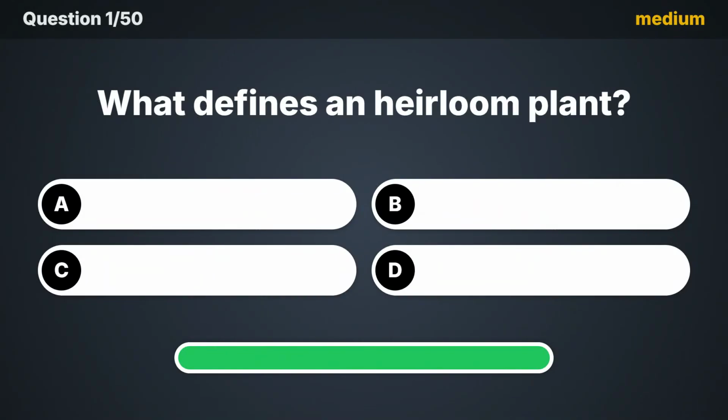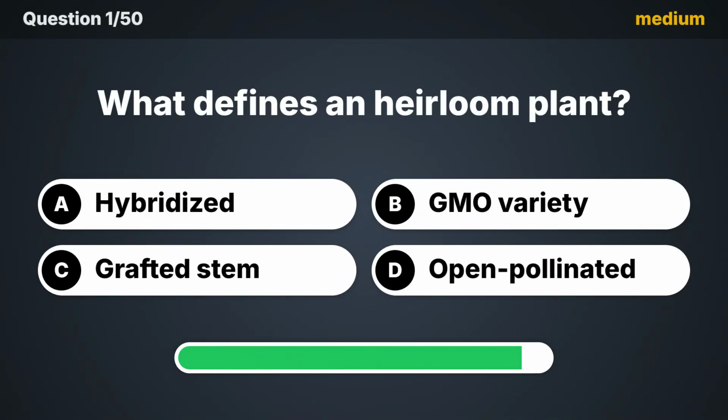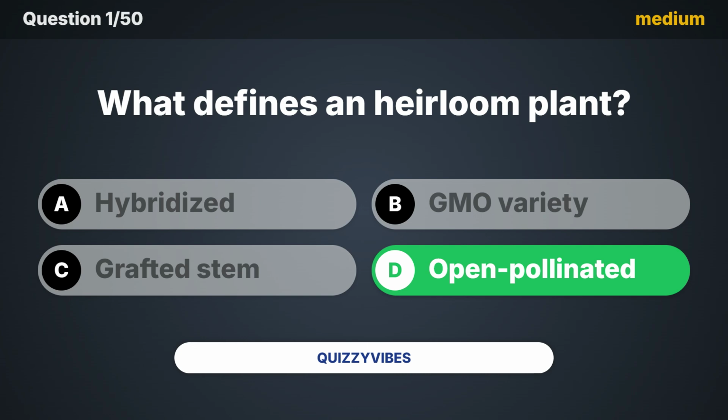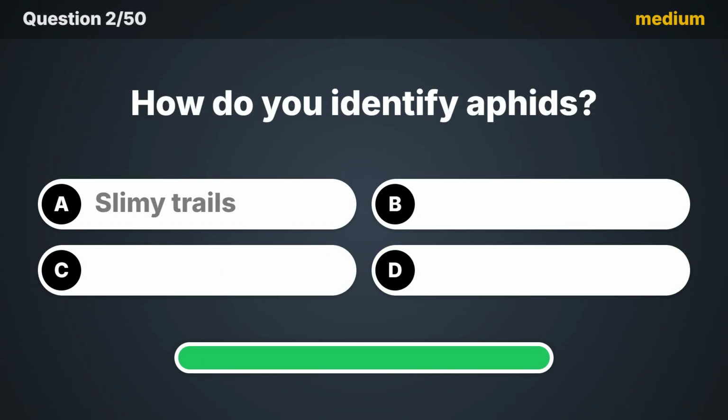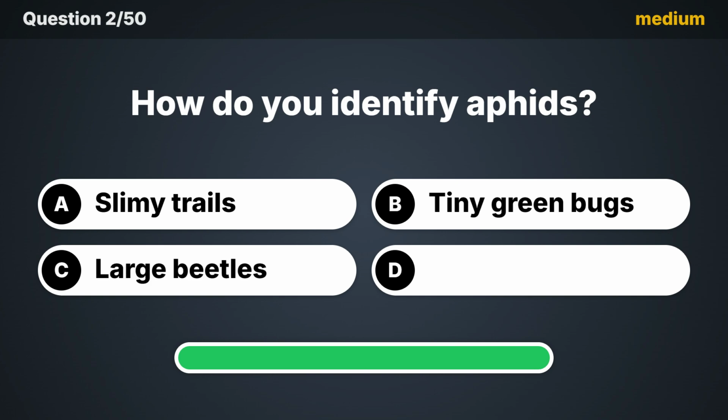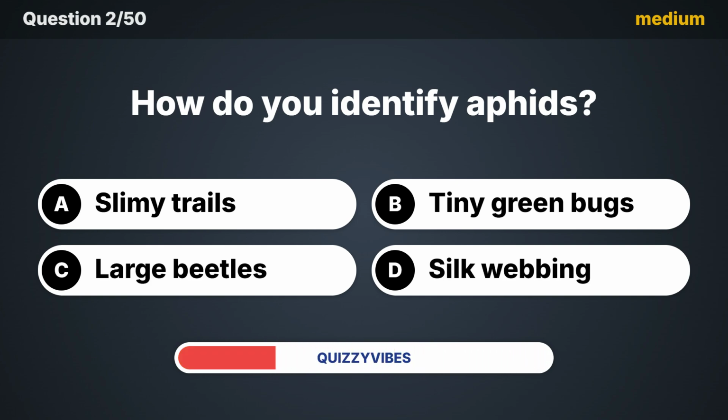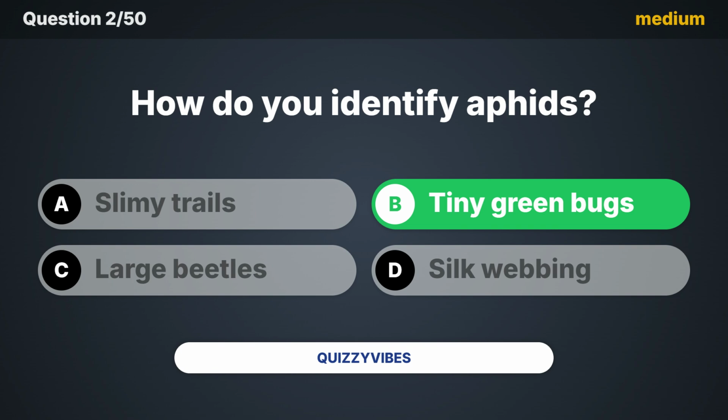What defines an heirloom plant? The correct choice is open-pollinated. How do you identify aphids? And the answer is tiny green bugs.